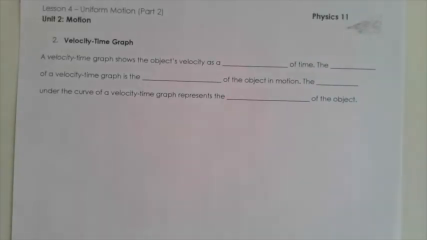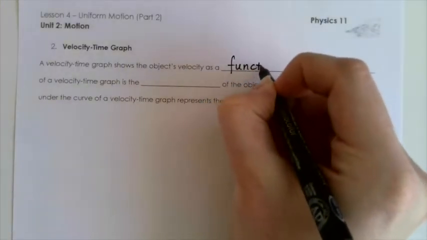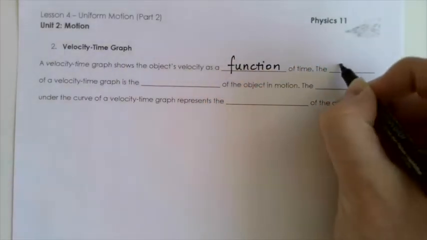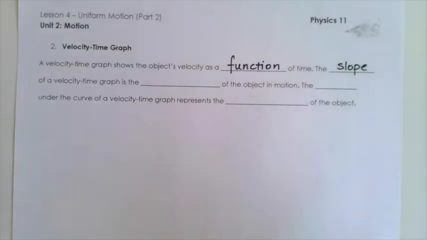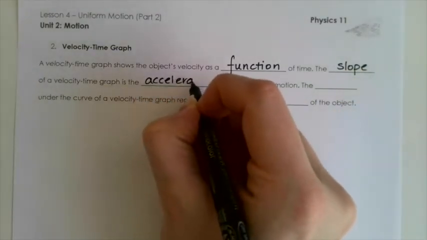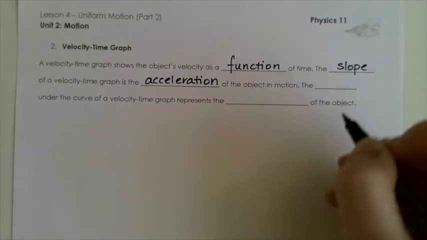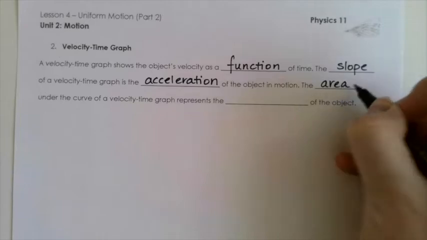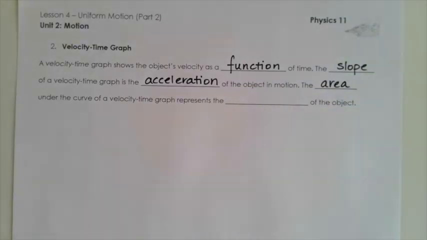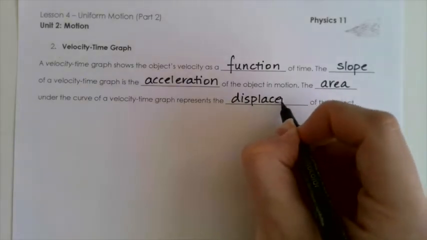The velocity time graph is what shows the object's velocity as a function of time. And the slope of this graph is actually the acceleration of the object. And I'll show you why mathematically in a moment. What's also interesting is that the area under a velocity time graph gives us the displacement of that object.